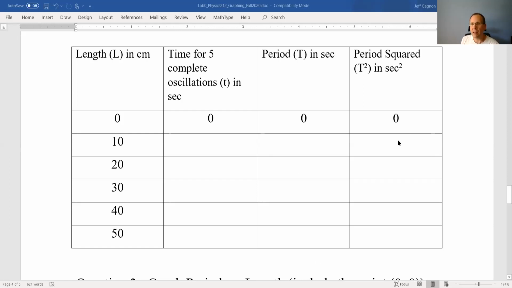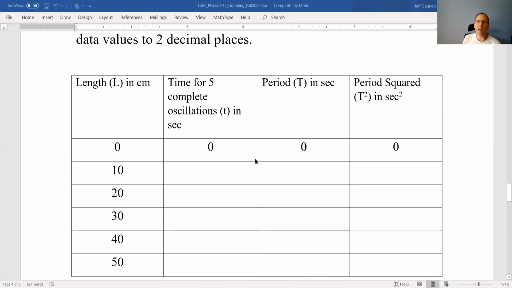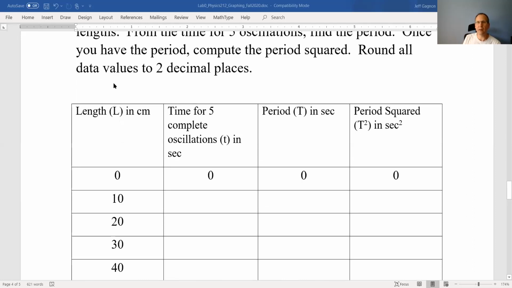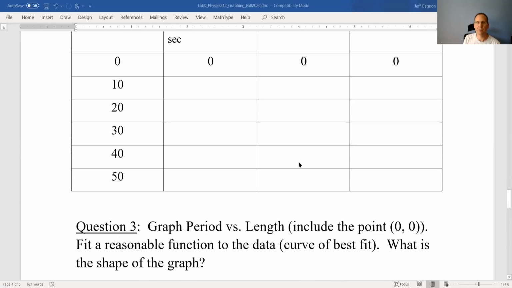And then finally, to get the last column, once I know the periods, just square these values on your calculator, right? Multiply them by itself, basically. So you're squaring these values to get period squared. Now, for all of these, I want you guys to make sure you round everything to 2 decimal places, right? So just round all these values to 2 decimal places.